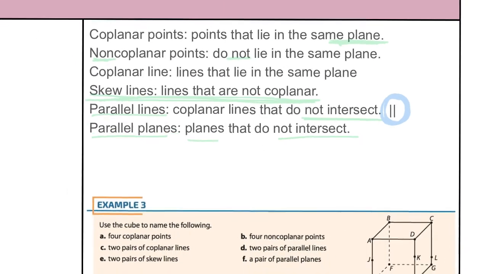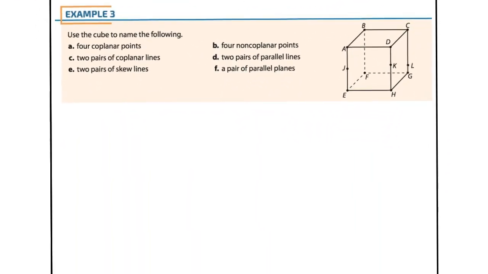Okay, so let's look at an example. Let's look at example 3. Right here. Use the cube to name the following. A, 4 coplanar points. Okay, so there's multiple answers to these. I'm going to choose the points D, C, K, and L. So D, C, K, and L. They all lie in that plane that's on the side of the rectangle right here. This is the plane right there. Okay. All right.